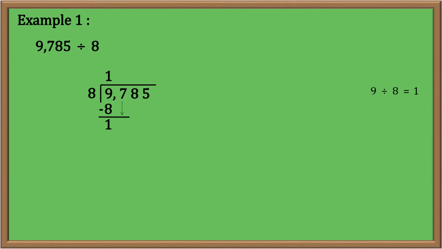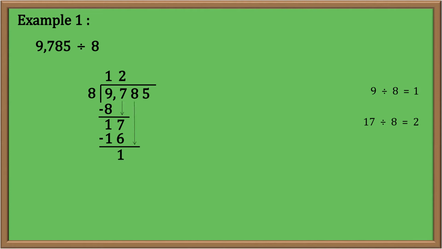Now bring down the next digit in the dividend, that is 7. Divide 17 by 8. When you divide 17 by 8, the quotient will be 2 because 8 2s are 16, which is the closest to 17. Write the quotient 2 above 7 and 8 2s are 16, write it below 17. When you subtract, the remainder is 1.